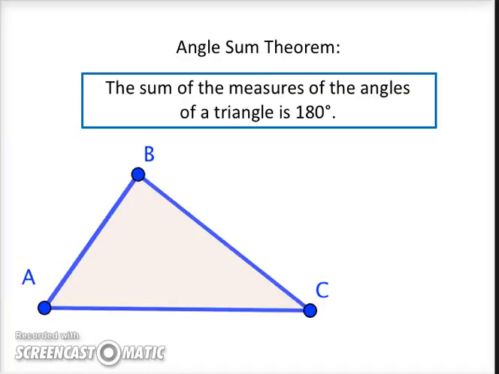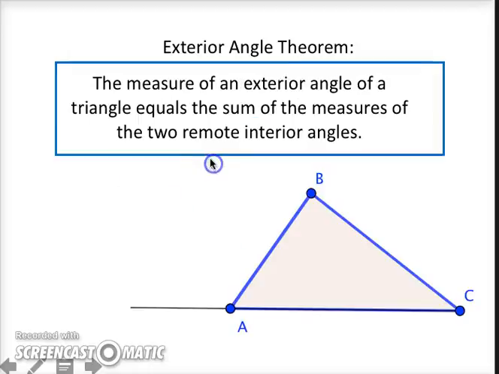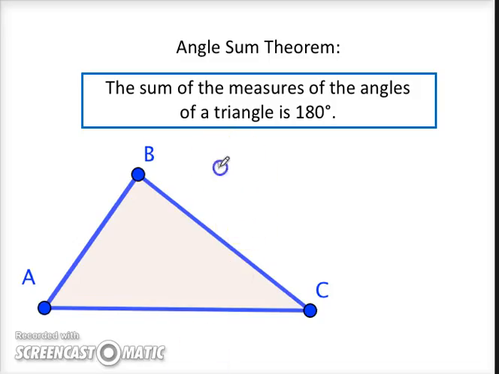The angle sum theorem says that the sum of the measures of the angles of a triangle is 180 degrees. So in this case, we have measure of angle A plus measure of angle B plus measure of angle C equals 180 degrees.